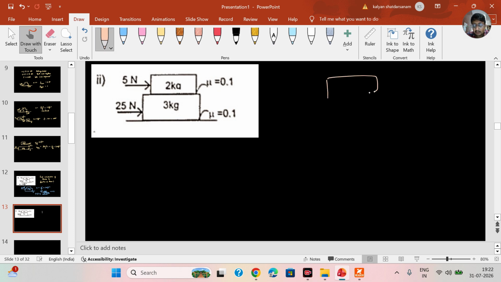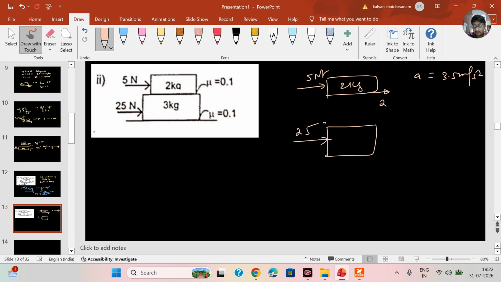So the upper free body diagram I am drawing now, 2 kg. There is 5 Newton. I'll assume friction to the right. I don't know. Kinetic friction now, so mu N: 0.1 into 20, that is 2 Newton. So acceleration is 3.5 meter per second square. Then the lower block, I am applying 25, and the reaction of this friction is 2. Here kinetic friction is 5, 3 kg. So its acceleration is 25 minus 7, 18 by 3, 6 meter per second square, right?